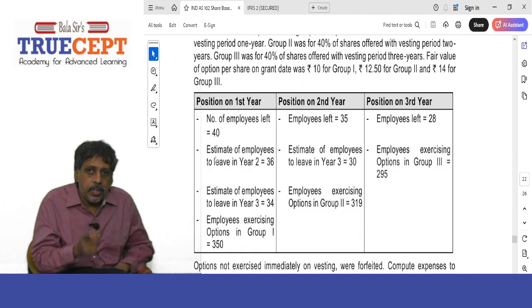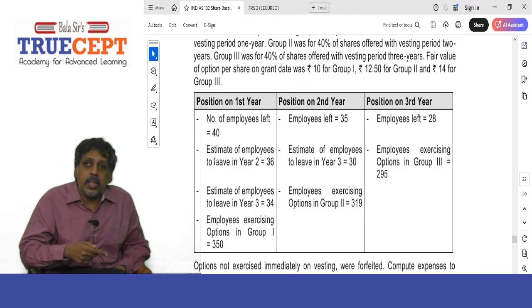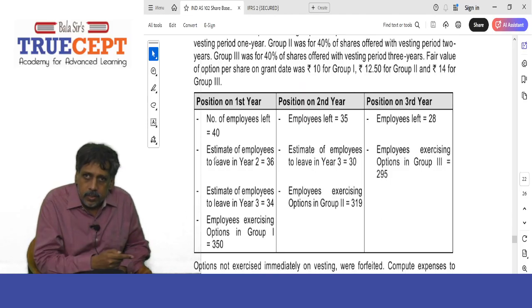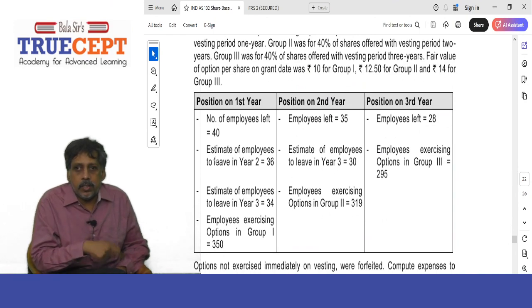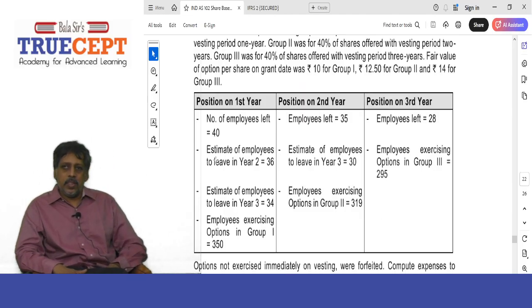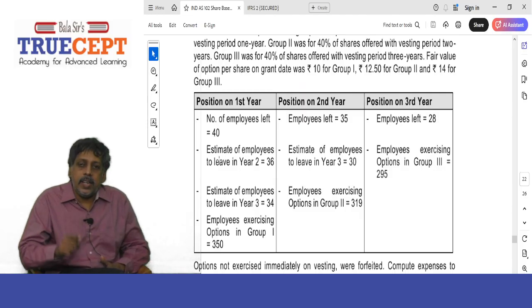Then how many are expected to leave in the second year? 36. At the end of first year, we predict another 36 leave in the next year. That means 360 minus 36, only 324 employees are expected to satisfy the vesting condition to enjoy G2. And how many are expected to leave in the third year? 34. Another 34. All these are estimations made at the end of first year. You get it? It is a bit confusing, but not all that difficult, right? So what is 324 minus 34? 290. 290 employees are expected to satisfy the 3-year vesting condition.